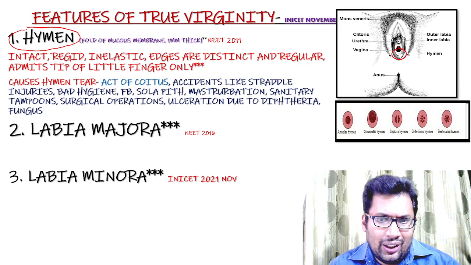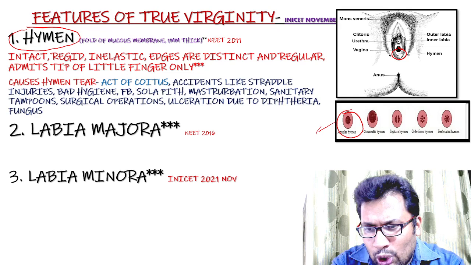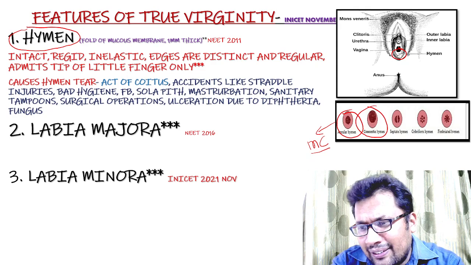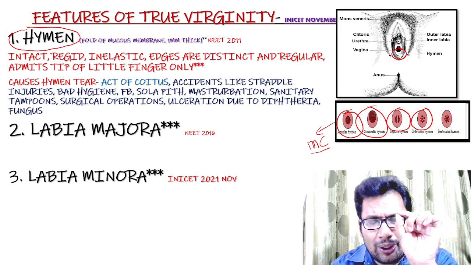Now an MCQ. The most common hymen is the annular hymen. It can be annular or it can be crescentic. Both are correct answers. When the hymen has two openings, this is known as septate hymen. When the hymen has multiple small openings, that is known as cribriform hymen.